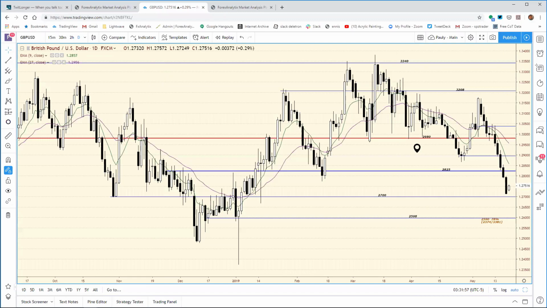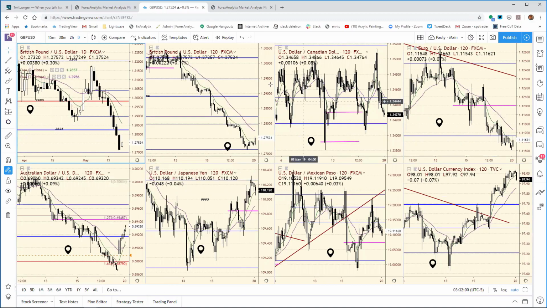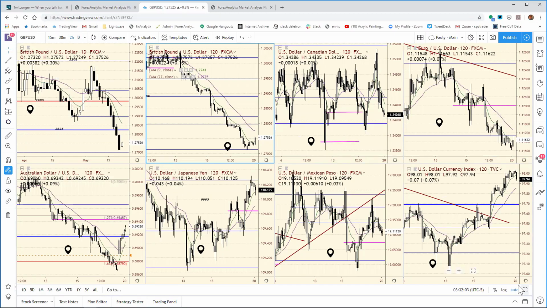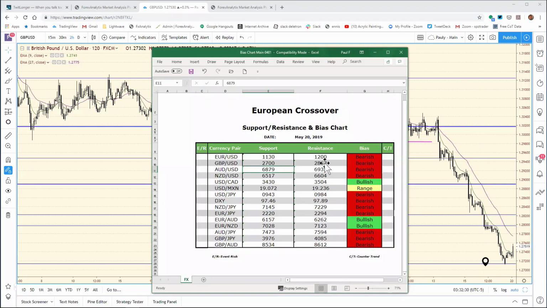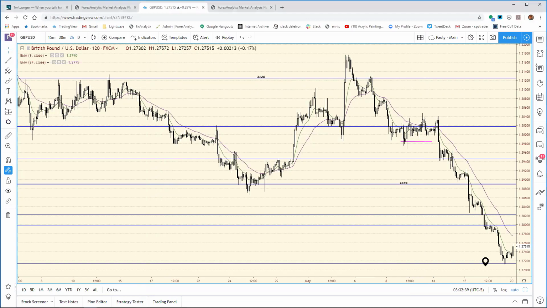We said real resistance doesn't come until 28.25. We'll take a look here on the 2-hour chart. So we can still dip down in here to 27 even, but resistance, even on the 2-hour chart, is coming right there at 128. We did mention 28.25 here on the daily, but we'll go with 128 for starters on the 2-hour chart. You see, still bearish.